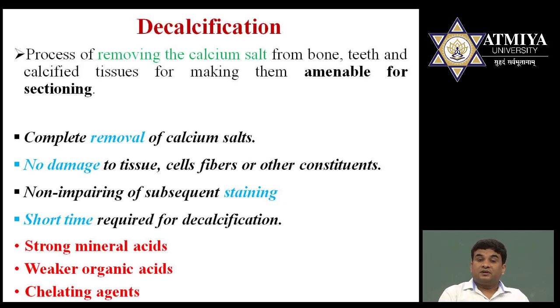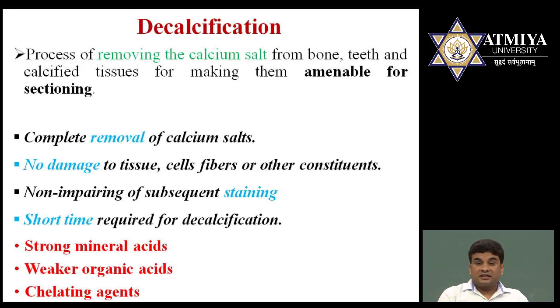If calcium is not removed, it will spoil the blade, and also you will not get a good thin paraffin section. Then the morphology of the tissue structure will be changed, you will not get a good section, and finally your results will not come as per your expected results. So you need to decalcify the hard tissue.